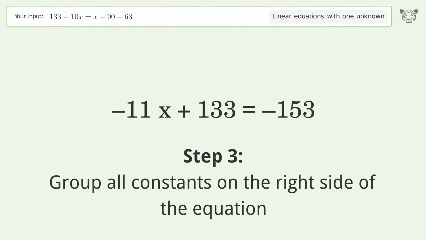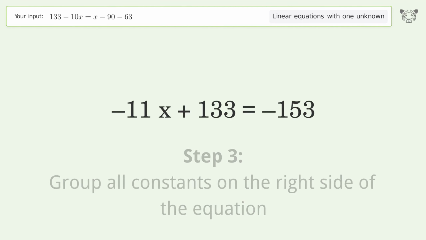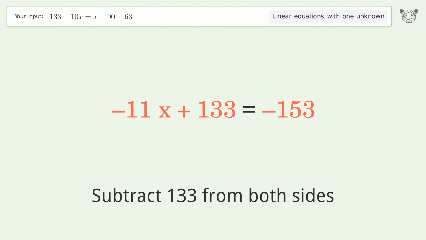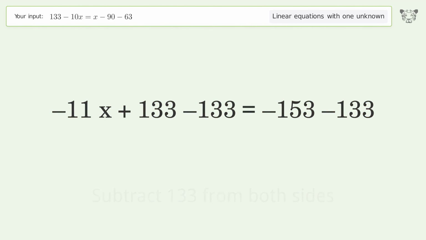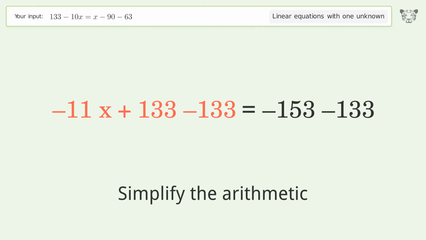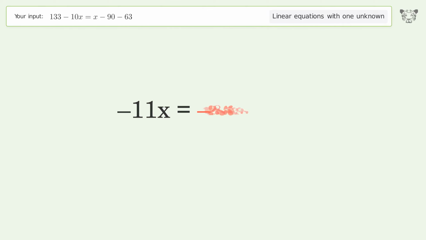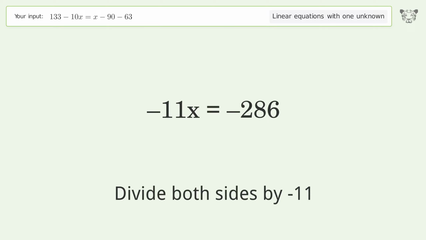Group all constants on the right side of the equation. Subtract 133 from both sides. Simplify the arithmetic. Isolate the x. Divide both sides by -11.